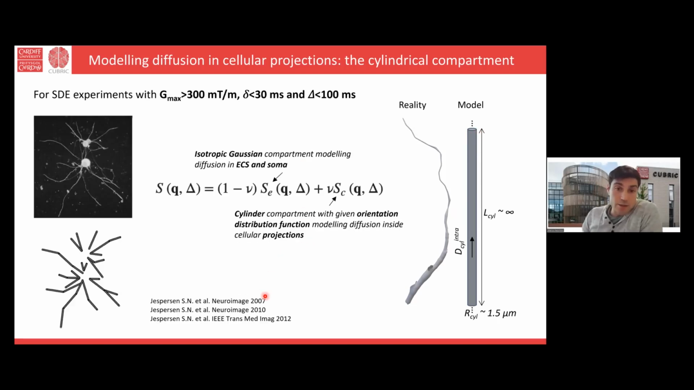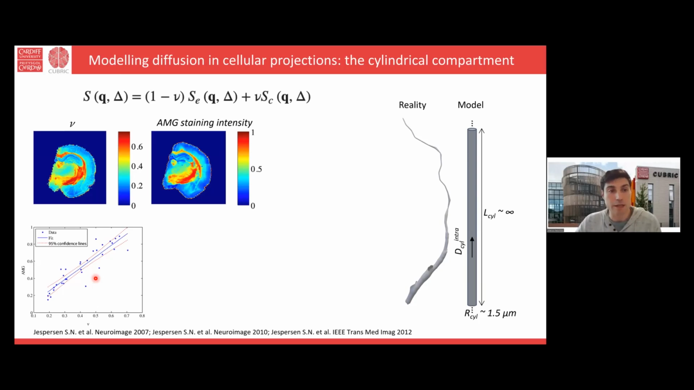Back in the early 2000s, Sune Jespersen and collaborators proposed the first biophysical model for the gray matter, where they proposed the intracellular space to be modeled as diffusion inside cylindrical compartments with a given orientation distribution function. The model is schematized here, where the complexity of the cells is simplified as a bunch of randomly oriented cylinders. And this model worked pretty well when it came to characterizing and estimating the fraction of myelinated neurites in the gray matter.